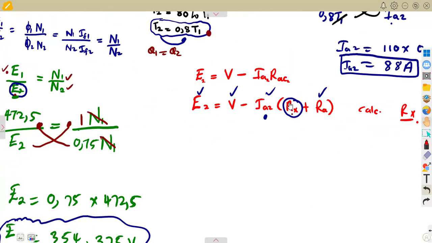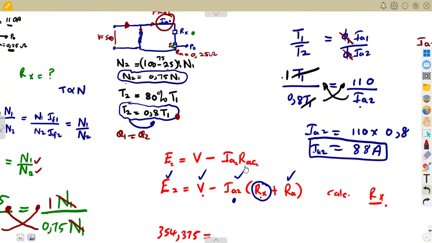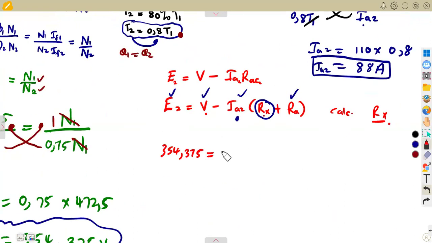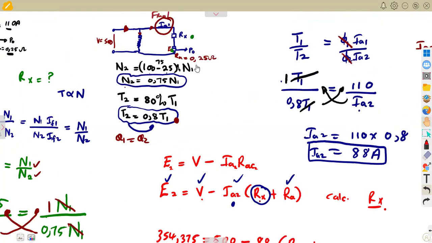All right, the generated EMF2, we have it. So I'm just going to substitute here, which is 354,375 is equal to the supply voltage. Remember, it was 500 volts, from each circuit it is the same. This one does not change. So that is 500 minus the armature current 2, which we calculated as 88, into the sum of the two: the unknown resistance that you need to calculate, and the armature resistance, which is the one that you're given originally as 0.25.